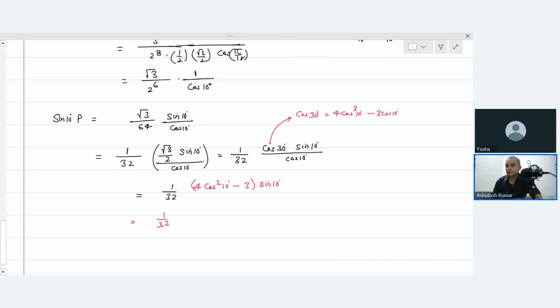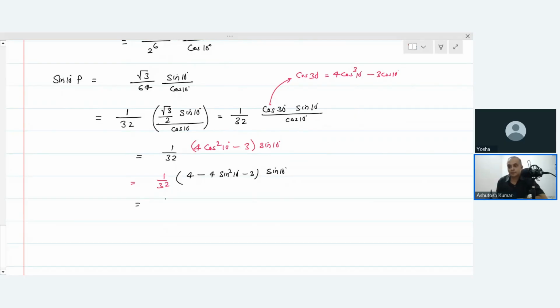But I need everything in terms of sine. So again, I'm converting this cosine square 10 in the form of sine. So this will give you 4 minus 4 sine square 10 degrees minus 3, and then sine 10 degrees. And then we get here 1 by 32, and that is nothing but sine 10 degrees minus 4 sine cube 10 degrees. But again, the problem is I don't have sine cube 10 in the expression given on the right hand side. So I have to convert this thing again in terms of sine 10.